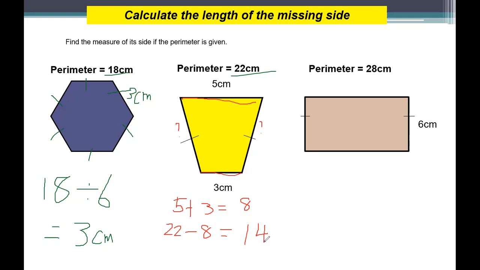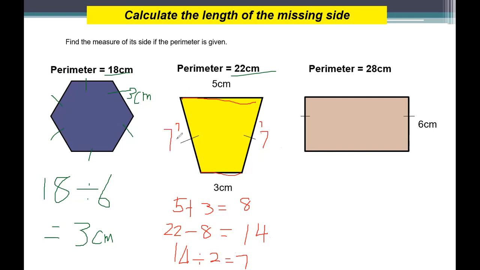Okay, am I right? Yes. So now, since we have two equal sides, we are going to divide by 2. So that will be 7. Okay, so 14 divided by 2 is 7. Therefore, the missing side of this shape is 7.